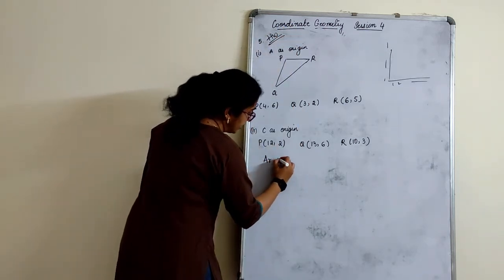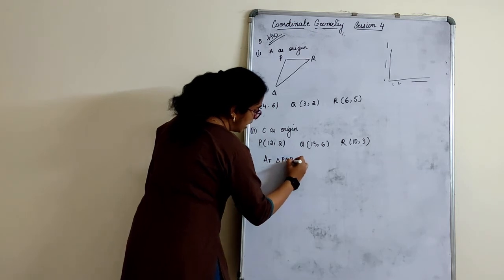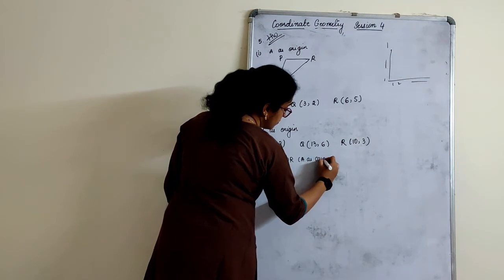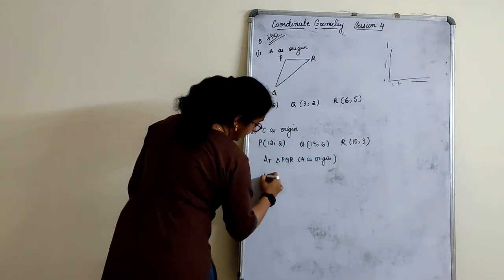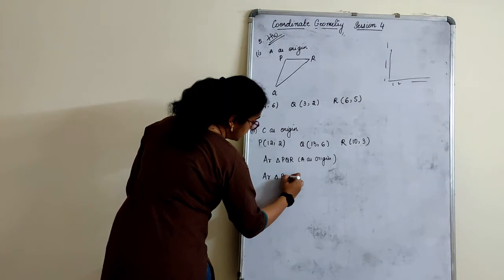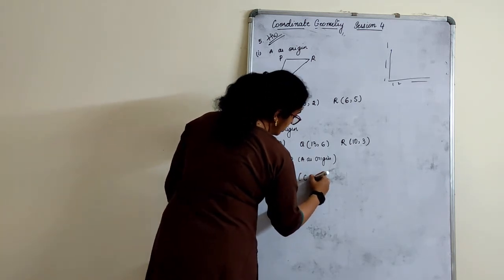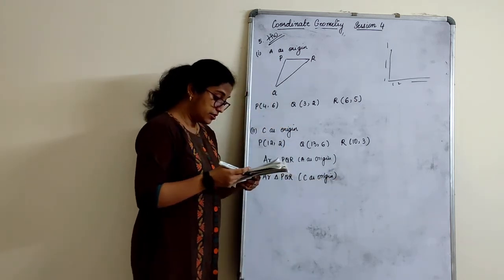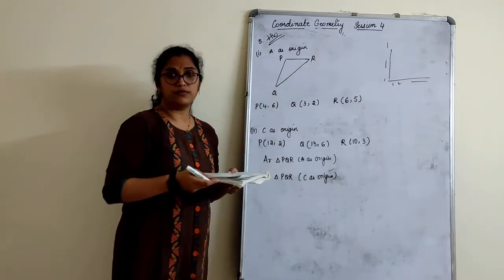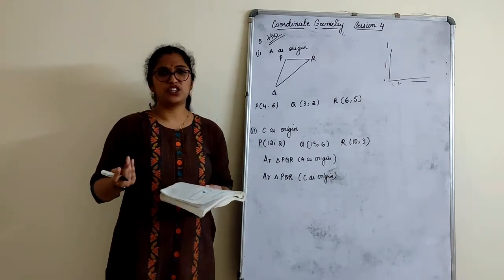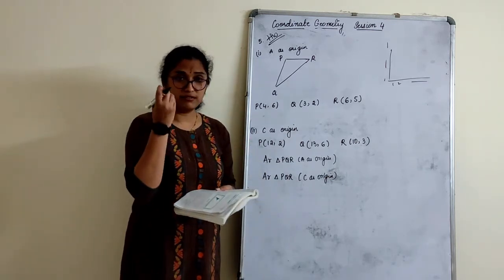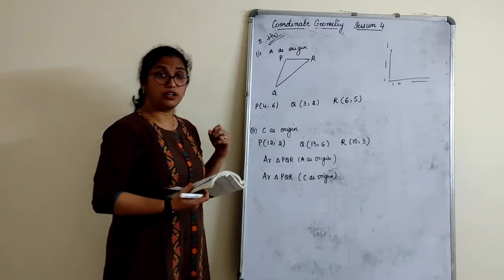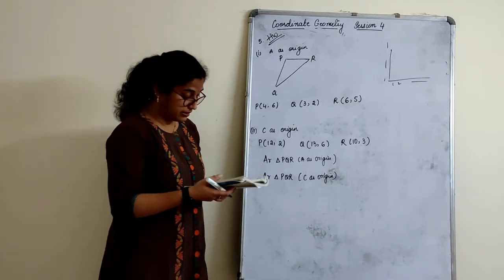You have to calculate the area of triangle PQR for A as origin. Then again you have to find the area of triangle PQR for C as origin. Anything else they have asked? No. What do you observe? Very simple. I have given you 2 sets of triangles. 3 coordinates are given. Find the area respectively. I have already mentioned the coordinates. Your work is only to find the area.